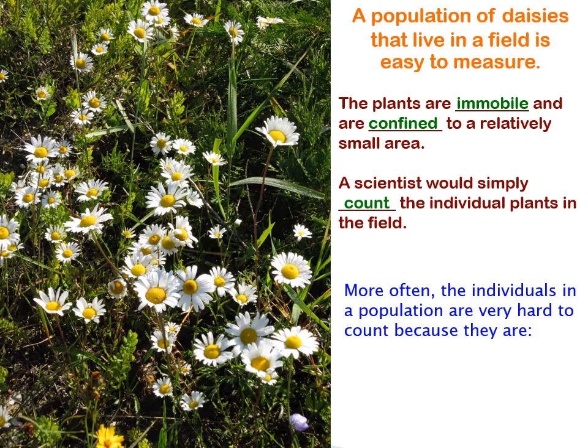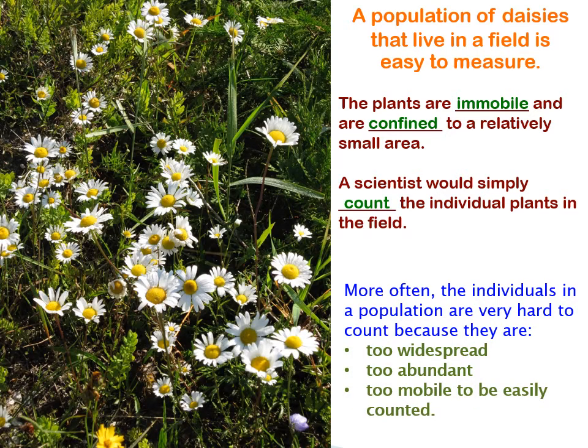But more often, individuals in a population are very hard to count because they are too widespread. So there's too much area to go around and try to count. They're too abundant. That's why I was back to if there's huge numbers, you're not going to be able to do that. Or they're mobile. And if they're mobile, then they move like the fish we saw in the previous one. And it can be very, very difficult to count those species.